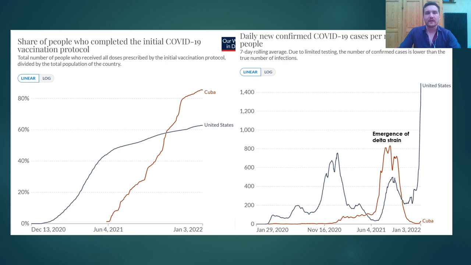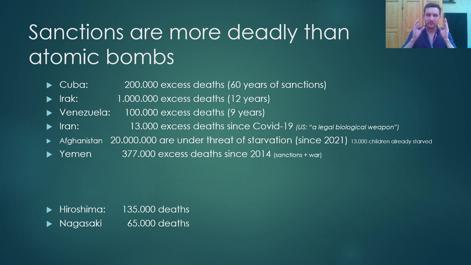And just to put it into reference, whenever you hear people talk about sanctions, you should think of sanctions as more deadly than atomic bombs. So in Cuba, after 60 years of sanctions, they had around 200,000 excess deaths. Actually, this quote comes from Fidel Castro or from Che Guevara, I don't know who said it, but Cuba had 200,000 excess deaths in 60 years. After 60 years, they have adapted to these sanctions. For example, they produce enough food for themselves. The city of Havana produces 90% of its food within the city limits.